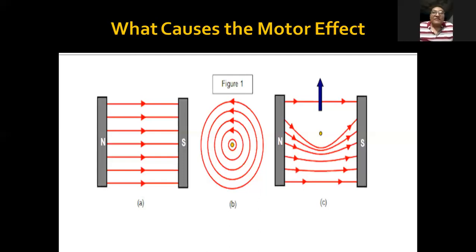See, by applying the Fleming's left-hand rule, I am able to tell in which direction the force of the motor effect will be experienced by a current carrying conductor placed in a magnetic field. I hope that you have understood this.